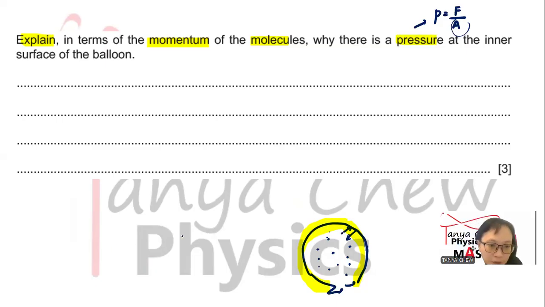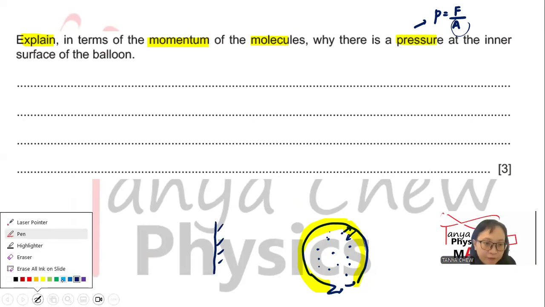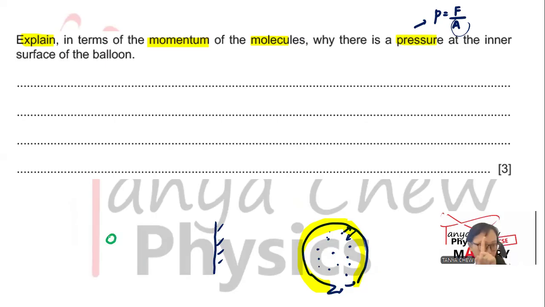I will give you more example. Let's say this is a wall, the inner wall of the balloon. Just imagine one molecule only. This molecule has a mass m and is moving towards the wall of the balloon with the speed u. This u means initial speed. And due to the collision being perfectly elastic, this molecule m will rebound back with the same speed, which is also u. If you want to find momentum, you have to understand the term momentum first.